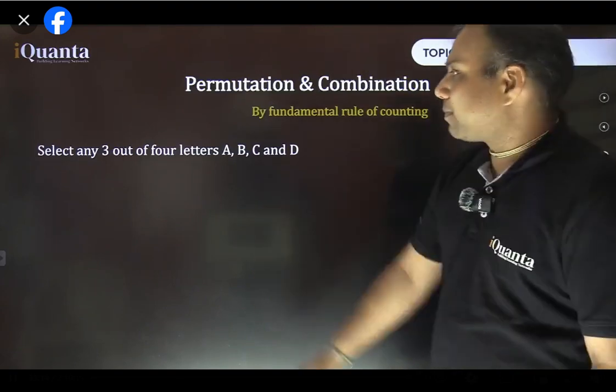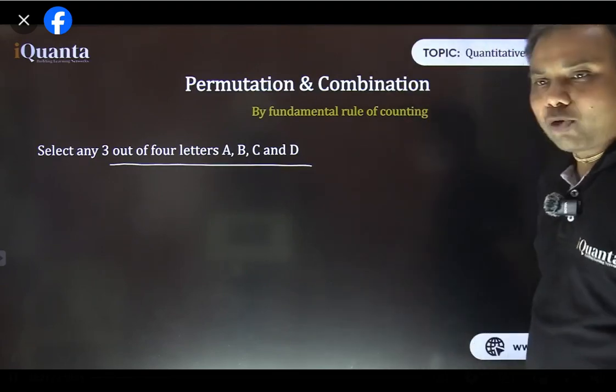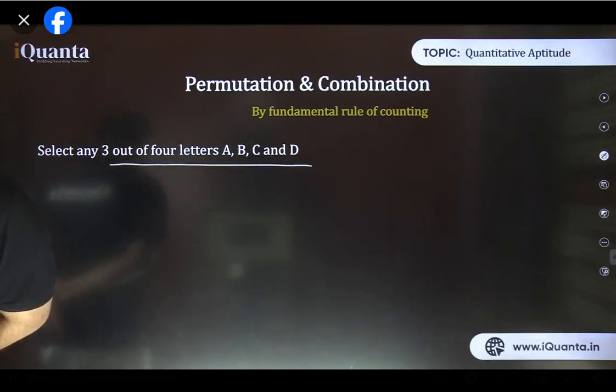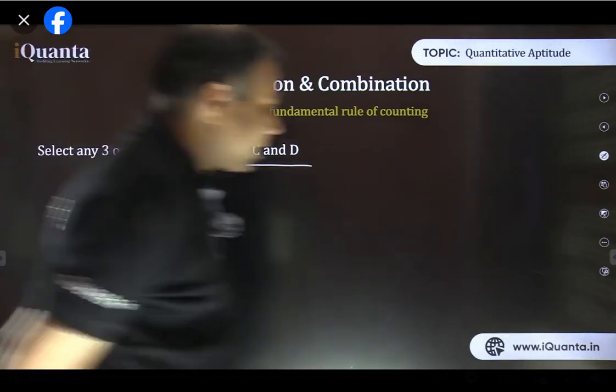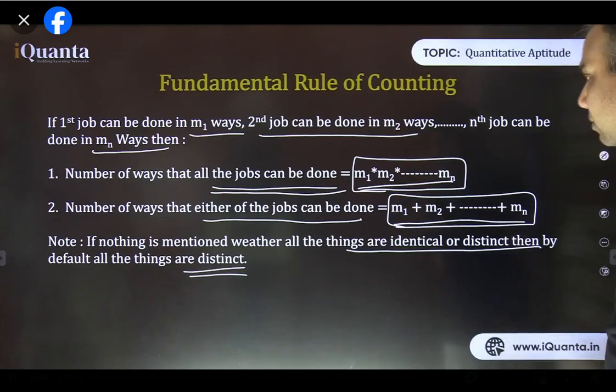Okay, now try to answer this question. Select any 3 out of 4 letters. These are 4 letters, A, B, C, and D. Select any 3. We just concluded the previous part. Yes, okay. I'm taking the screen back. This is already there. You can take a screenshot if you wish. You can rewind your video also. Okay, let me move to the question now.